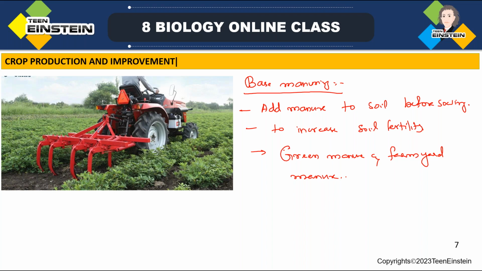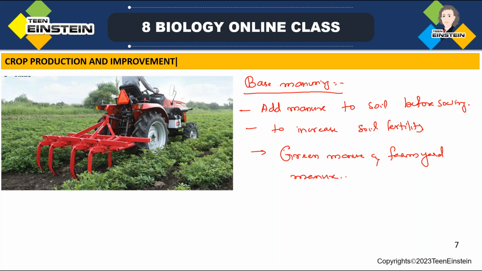Okay, so if you're sowing a seed, a healthy seedling should form, right? So for that, some manure or some enrichment should be there in the soil. Something should increase the soil fertility. So there we'll prefer green manure and farmyard manure before sowing or for setting the soil. So now these are the steps to make a land ready for sowing. All the things we have done are for the next step of sowing.